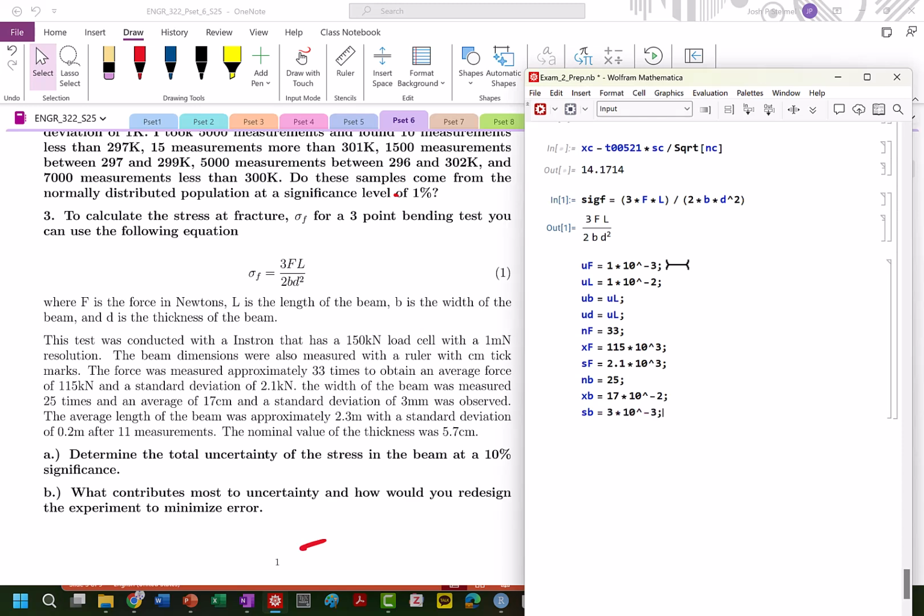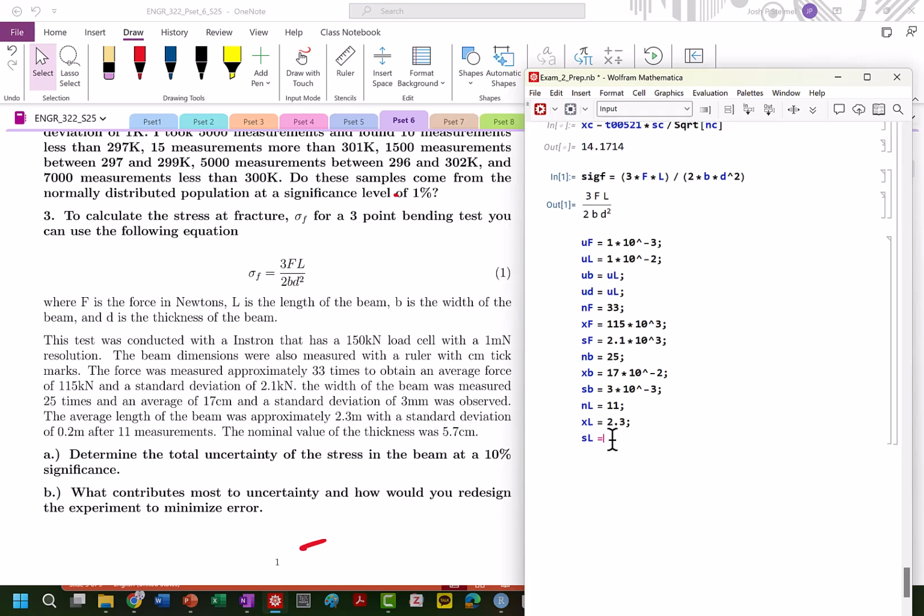And then the number of L measurements is equal to 11. XL is equal to 0.2. And SL is equal to, the average length was 2.3, and then the standard deviation was 0.2. Fantastic. So there is uncertainty in each of the variables.